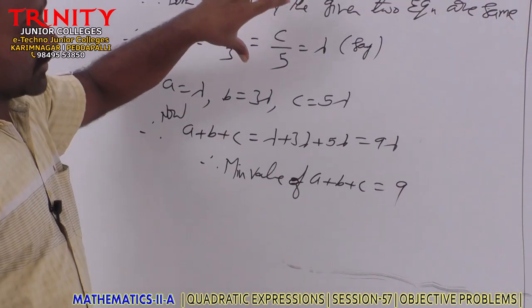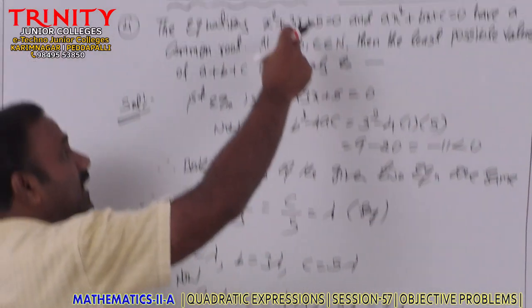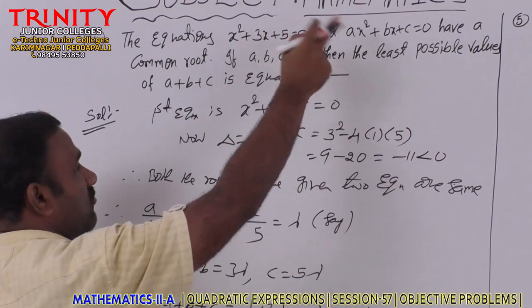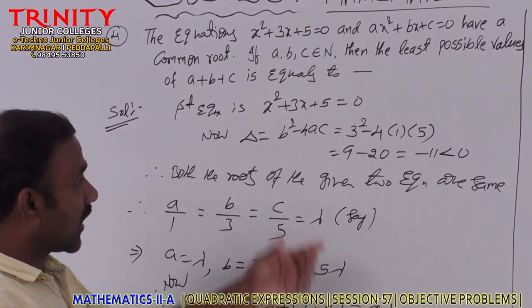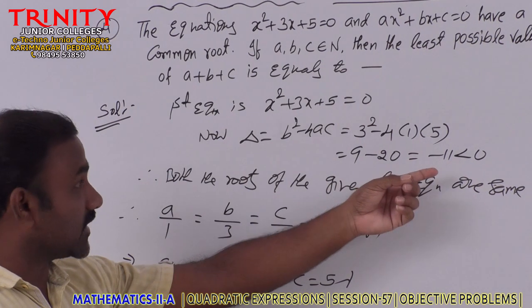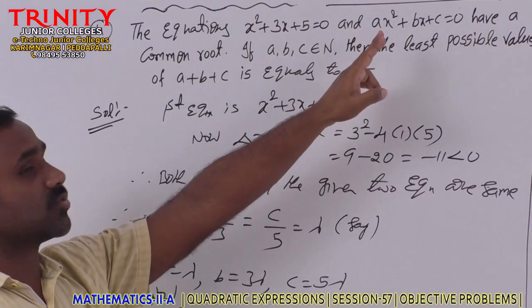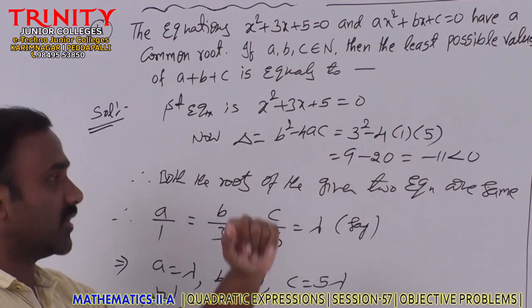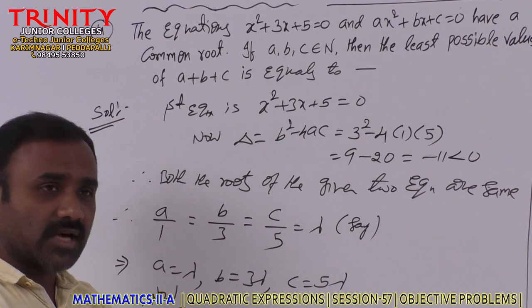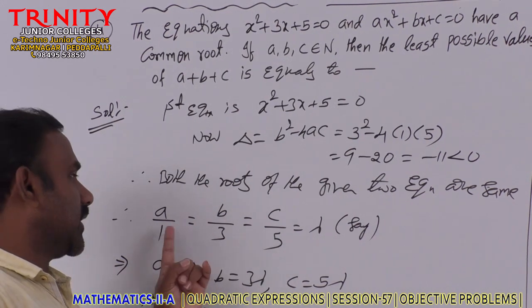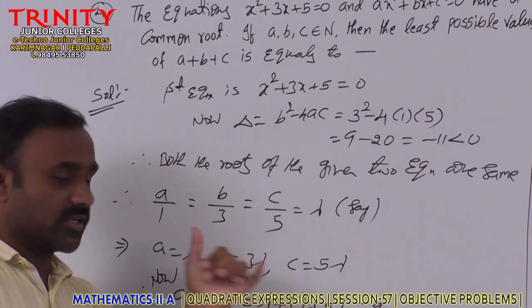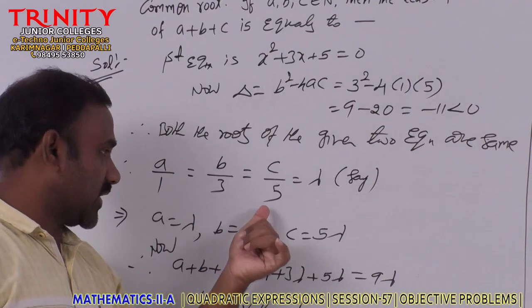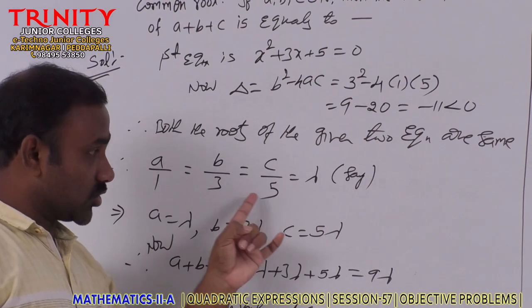In this problem, the main thing is he was saying that these two equations have a common root, but according to the condition discriminant is less than 0, then both the roots of the quadratic equations are common. Therefore, if both the roots are the same, then the ratios of the coefficients are equal, that is the x square coefficients, the x coefficients and the constants have equal ratios.